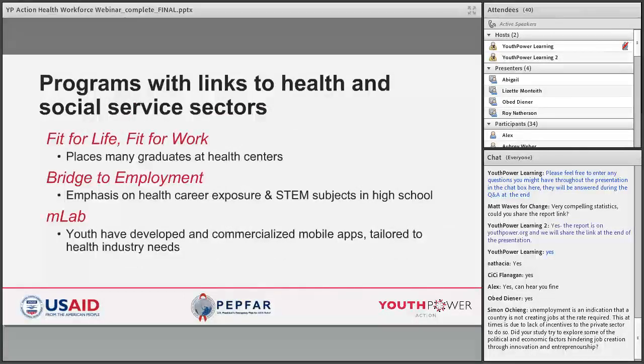So to move on, with some of the other programs, while they weren't specifically focused on the health and social service sectors, they could be linked to them and did have some roles to play. For example, we had a program Fit for Life, Fit for Work that placed many graduates at health centers. So even though they did more general skills training, many of these graduates were able to work at health centers that were connected to the program. A program such as Bridge to Employment had training for high school graduates, with an emphasis on health career exposure and STEM subjects within high school. And then another program, MLab, where the youth participants developed and commercialized mobile apps that were tailored to health industry needs.